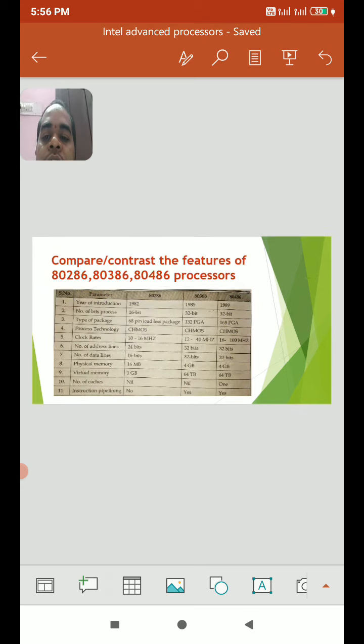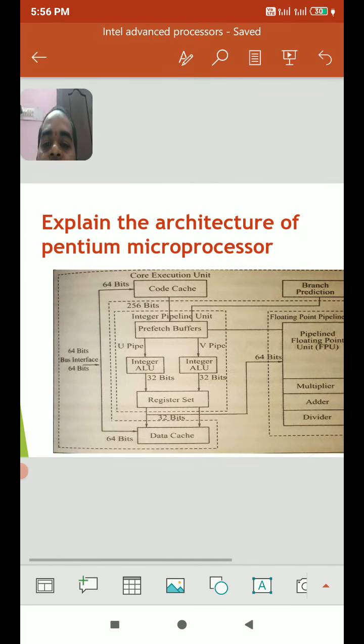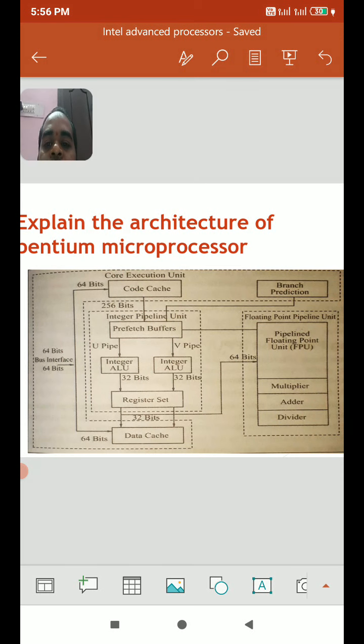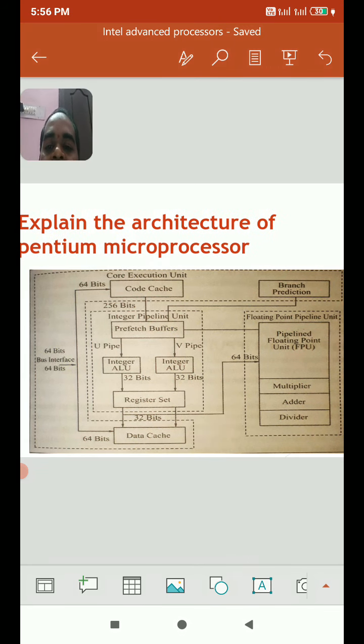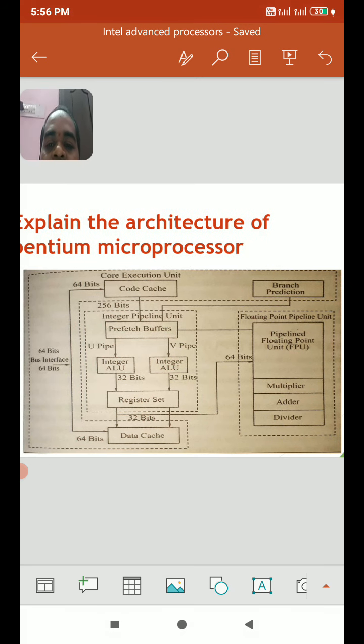So this is the architecture of the Pentium microprocessor. Here we have different blocks. Basically it is divided into the core execution unit, the integer pipeline unit, and the third one, the floating point pipeline unit. So basically it is divided into three.